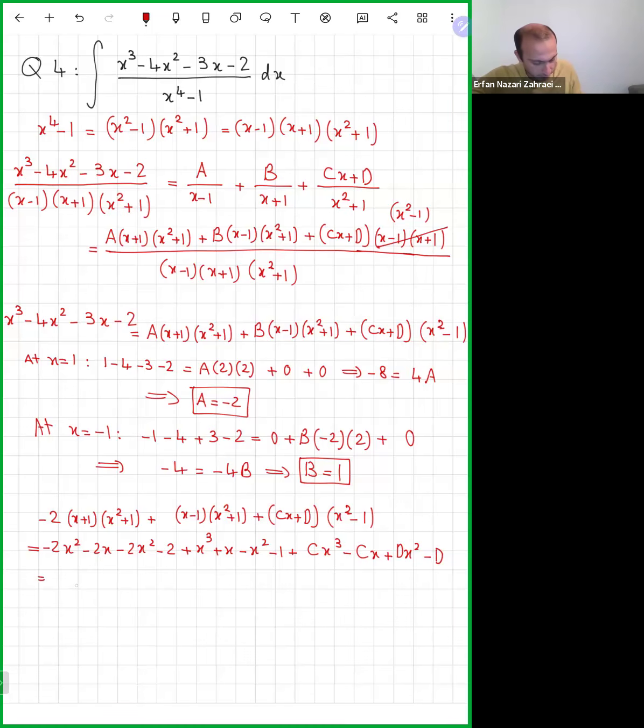If I group terms together, I have something x cubed plus something x squared plus something x plus a constant. What are the x cubed terms? X cubed terms are this, and I think that's it.